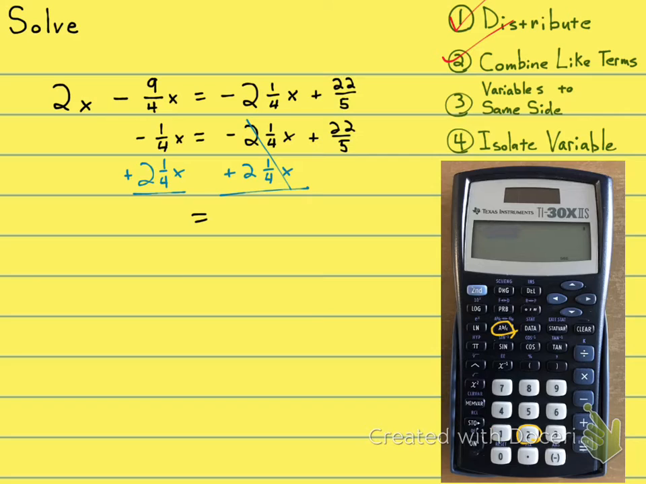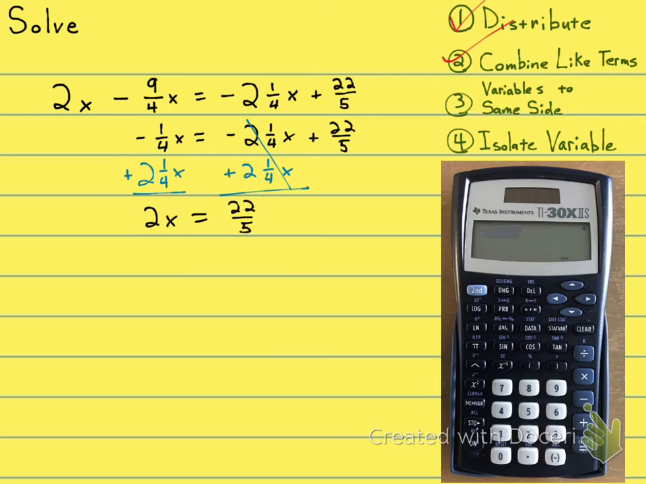Let me say that again. It is 2 ABC 1 ABC 4. That's 2 and a fourth. And when you put that in, this is what it's going to look like, 2 and a fourth. Okay, so you hit equals, and you're going to get 2. All right, so negative 1/4 x plus 2 and a fourth x is 2x. All right, on the right hand side, I want to drop down this 22 over 5.